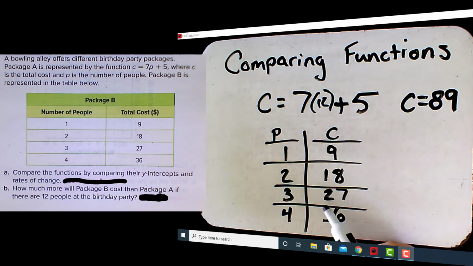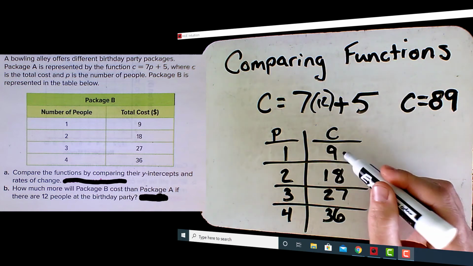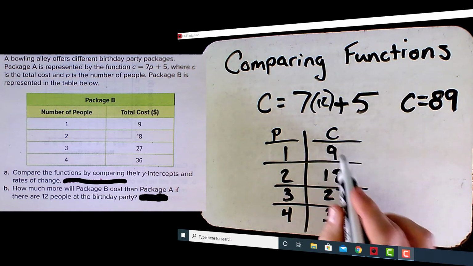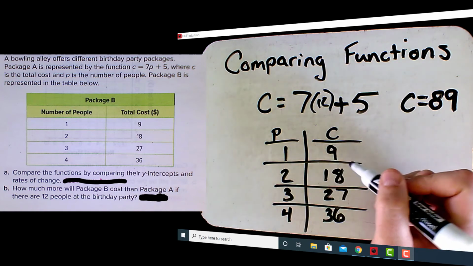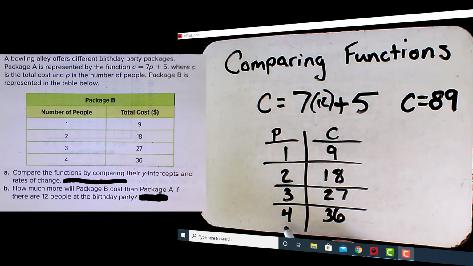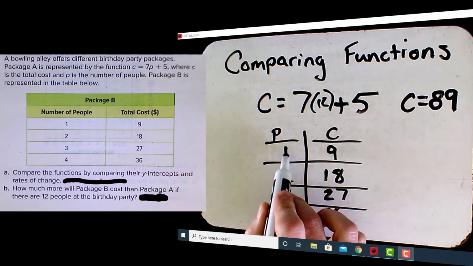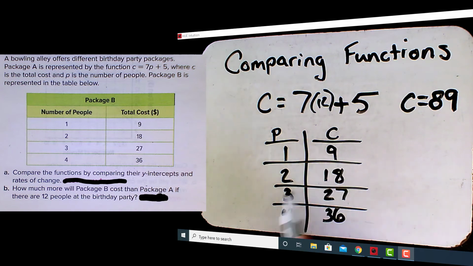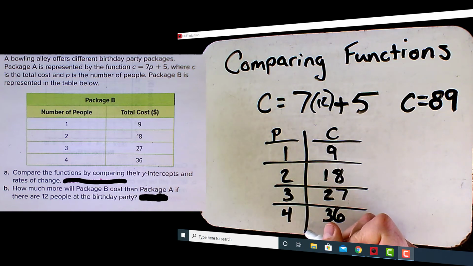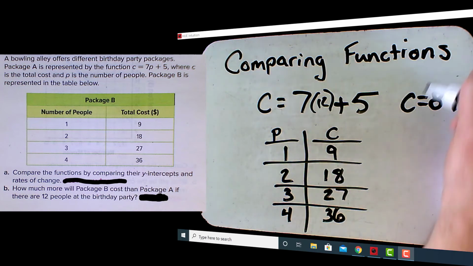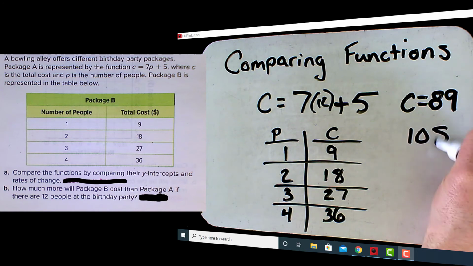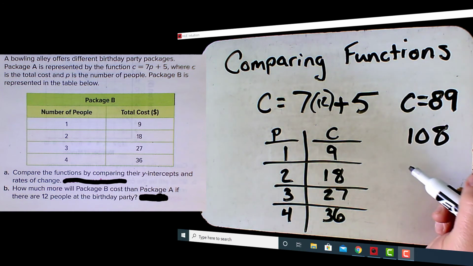Now on my next one, I can see that it's increasing by 9 each time. So if I go to 12, basically this is 1 times 9, 2 times 9, 3 times 9, 4 times 9. So 12 times 9 would get me 108. So on my second one, 108 would be my cost.